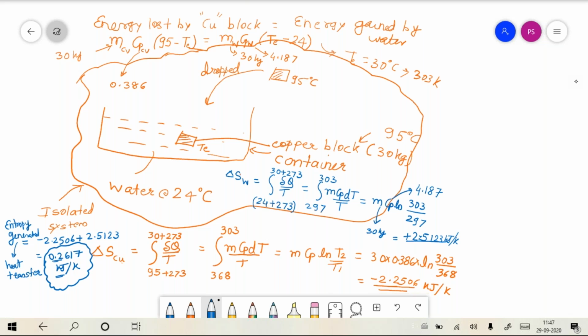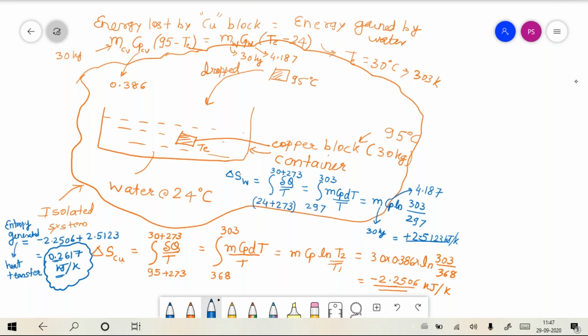Okay, so what does this number tell you? 0.2617 kilojoule per Kelvin. That positive number tells us that this energy interaction, that is this heat transfer from the copper block to the water, is an irreversible process.